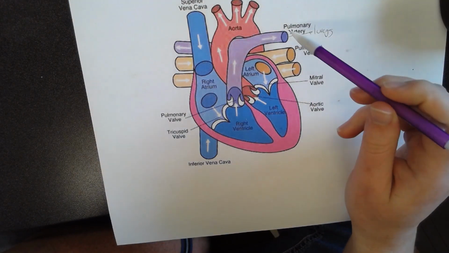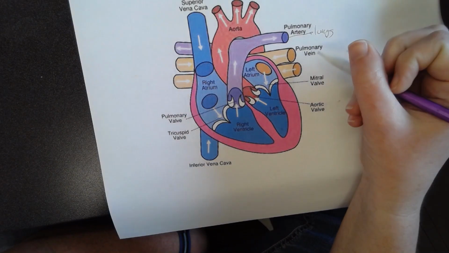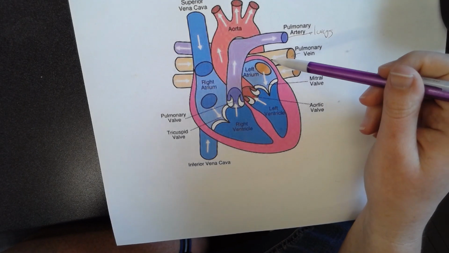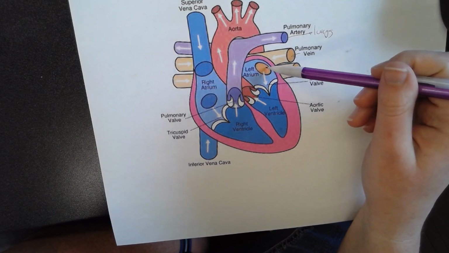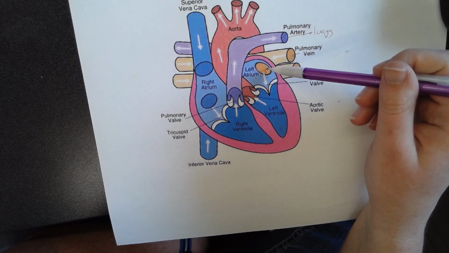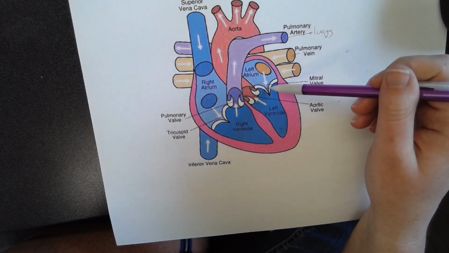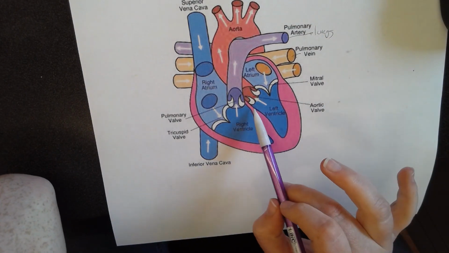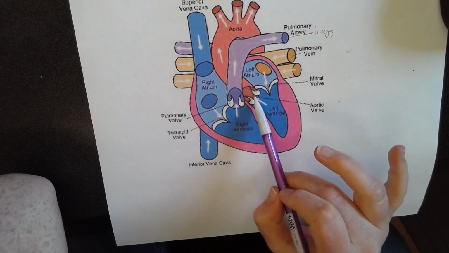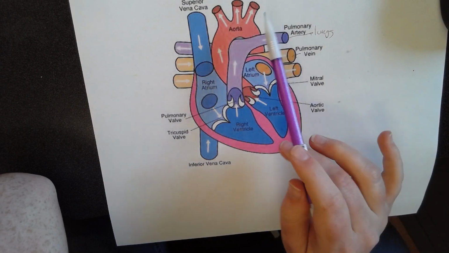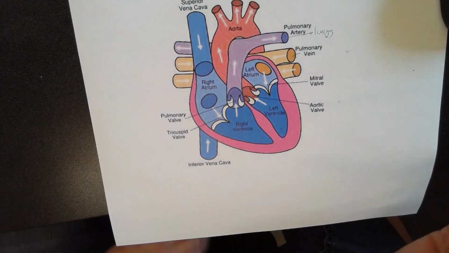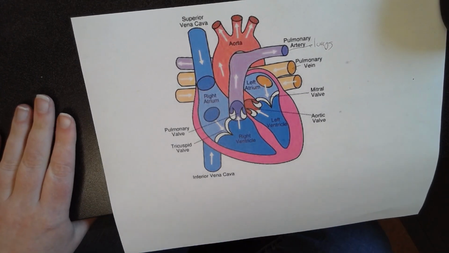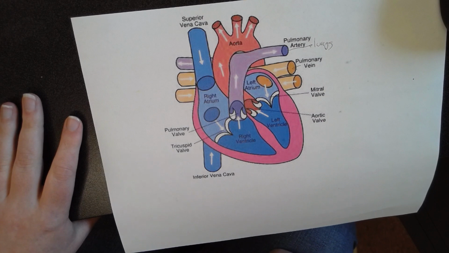And then it's going to return in through the pulmonary veins. And the pulmonary veins are going to return into the left atrium. And then it's going to go through the bicuspid valve right here into the left ventricle. And the left ventricle through the aortic semilunar valve into the aorta, where it's going to go several different directions, which we will be addressing later.